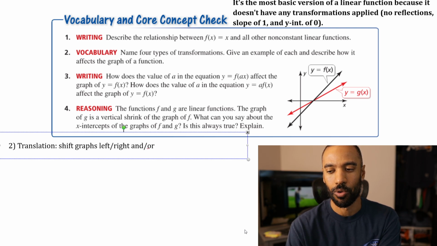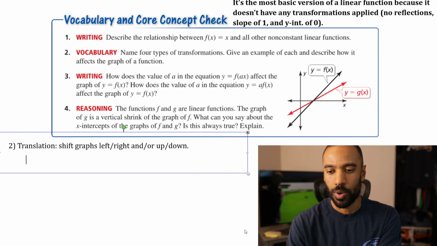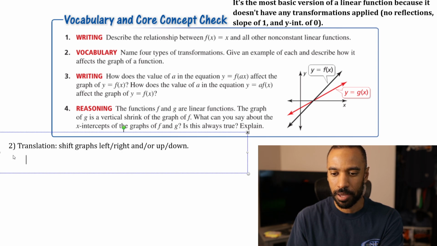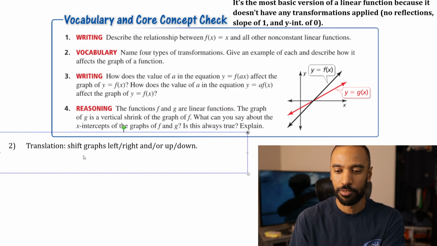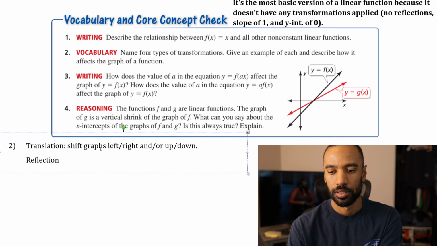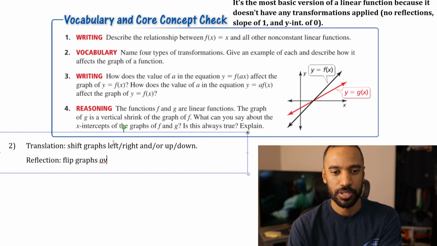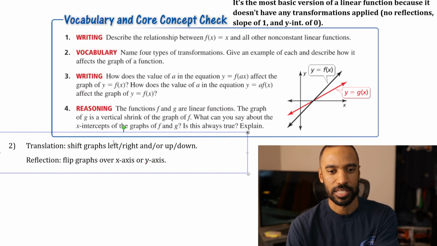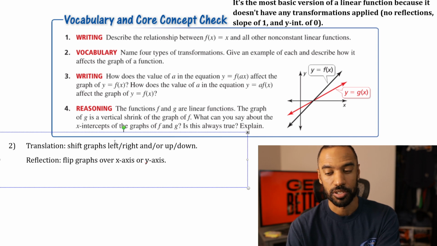Left, right, and or up, down. That's one of them. Next one is reflection. We can reflect graphs, or flip, I'm going to use different words. We can flip graphs over the x-axis or y-axis. When we flip over the x-axis, that's actually a vertical reflection, and over the y-axis is actually a horizontal reflection.